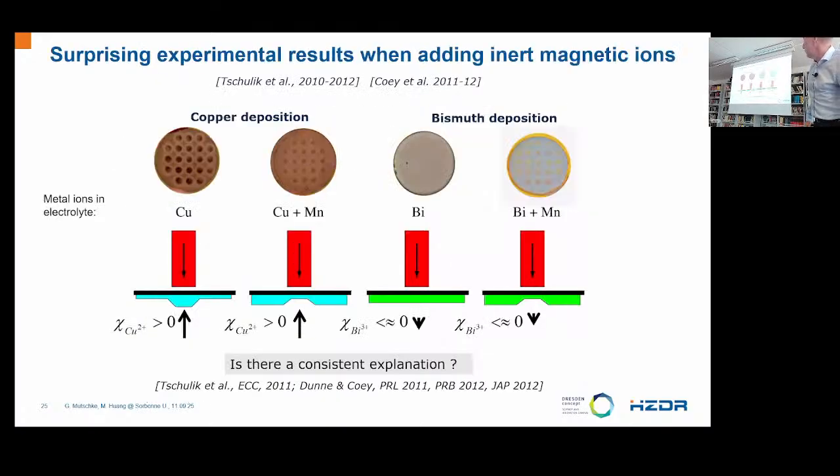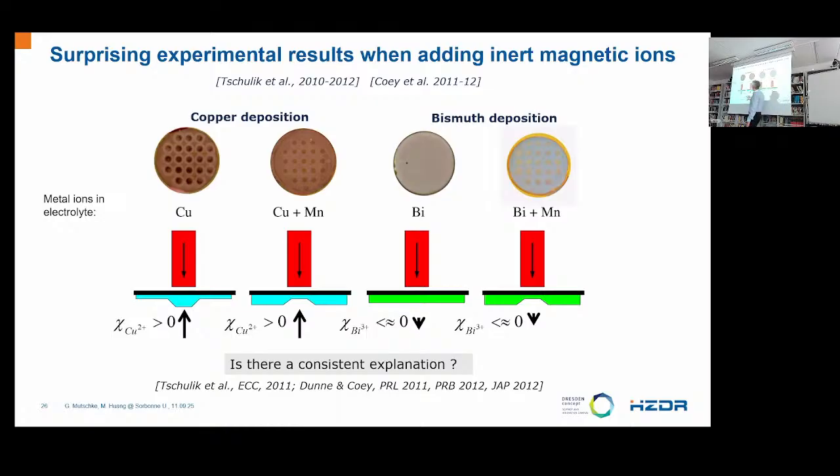Things are getting a bit more complex when the electrolyte is more complex, especially when you add inert magnetic ions in a supporting electrolyte, which is quite common in electrolyzers in order to keep the electrical conductivity constant. So this is a summary of experiments that was performed by my colleague Christina Schulich and also the group of Michael Coey in Dublin at the time. And it summarizes the behavior that you have in 4 cases.